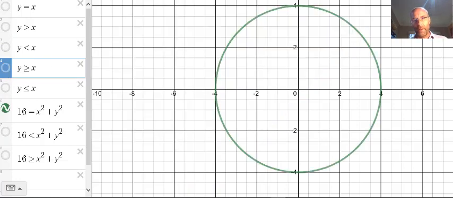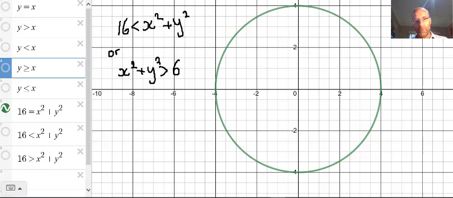Here we have a circle with radius of 4, center about the origin. Its equation is x squared plus y squared equals 16. You can also plot inequalities to do with circles, and two examples here. This is if 16 is less than x squared plus y squared, or perhaps more usefully writing it in terms of x squared plus y squared.